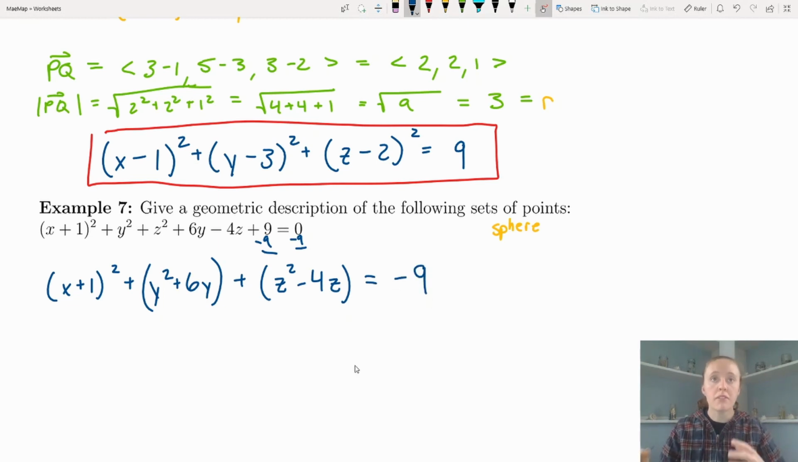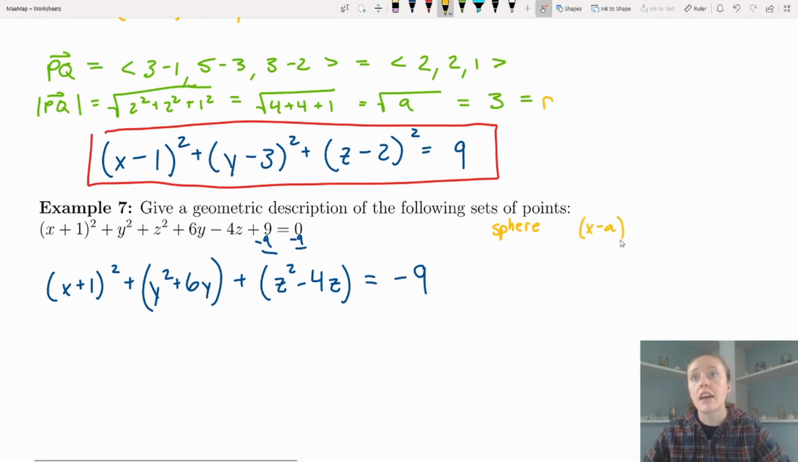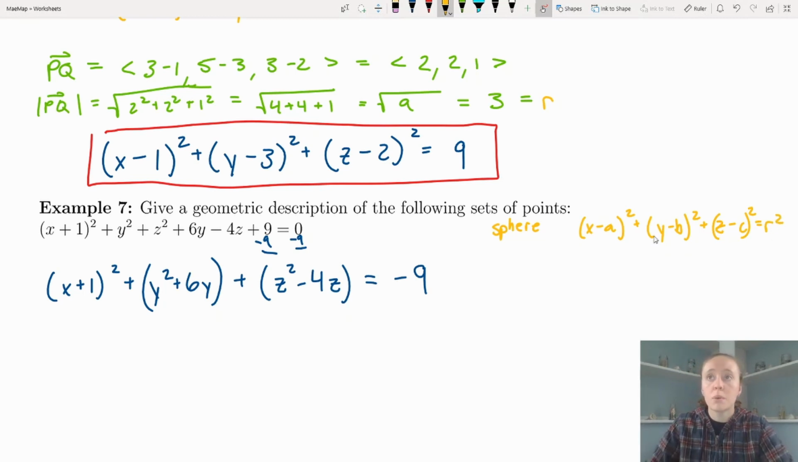Now remember, from our sphere equation, we're looking for x minus a squared plus y minus b squared plus z minus c squared equal to some r squared. So what we're going to have to do is complete the squares among our y and our z terms. Since we already have that x minus a squared over here, we just have to complete the square with y and z. So leaving x plus 1 squared alone.